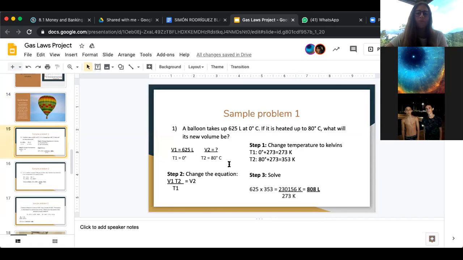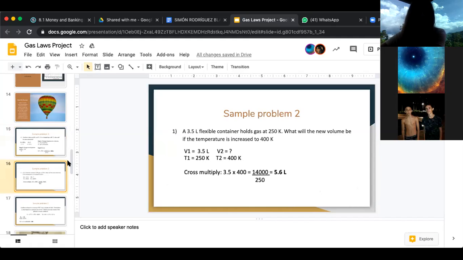Okay, so a problem would be: a balloon takes up 625 liters at 0 degrees. If it's heated up to 80 degrees, what will its new volume be? So here you have volume 1 over temperature 1 and volume 2 over temperature 2. In order to solve this, first of all, you have to change the temperatures to kelvins, adding 273. And then you cross multiply, so this would be 308 liters as the second volume.